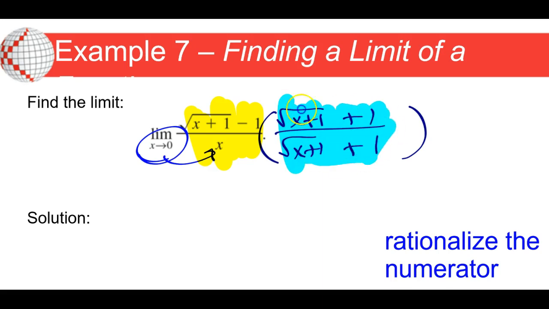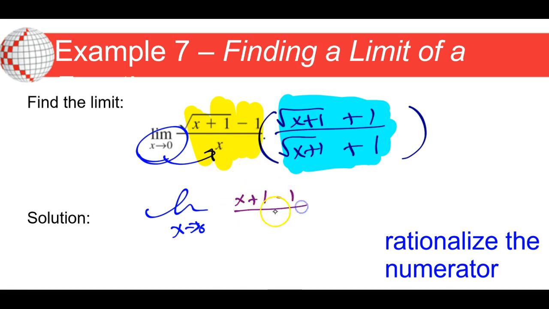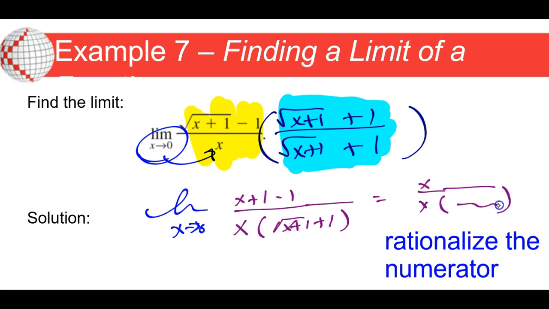So this blue number, any number divided by itself, is 1. So I'm not going to change the yellow fraction value because I'm just multiplying by a blue 1. It's going to change colors, but it's going to be equivalent. So my new limit, after I multiply this together, which will be equivalent to the yellow, is x plus 1 minus 1 over x times the square root of x plus 1 in parentheses, which is x over x times this junk.